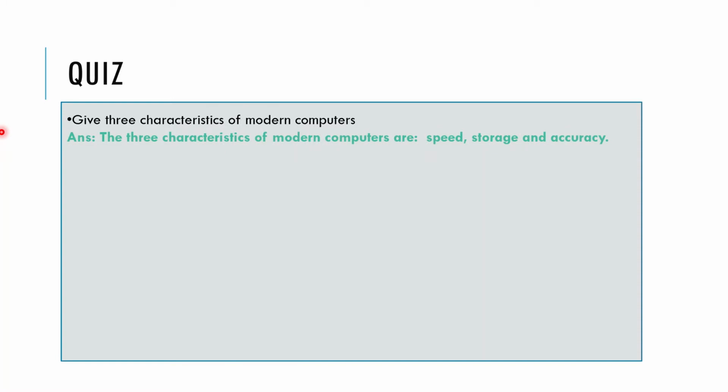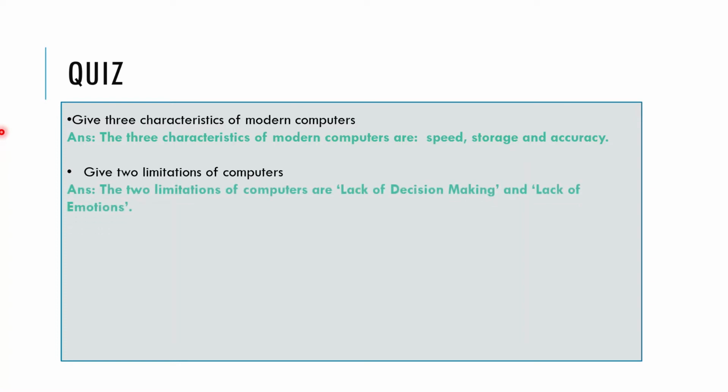The questions which we raised in the last session: the first one was, give three characteristics of modern computers. And the answer is, the three characteristics of modern computers are speed, storage, and accuracy. The second one, give two limitations of computers. And the answer is, the two limitations of computers are lack of decision making and lack of emotions.